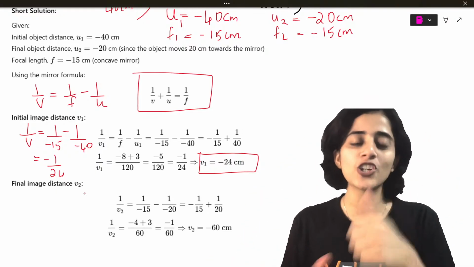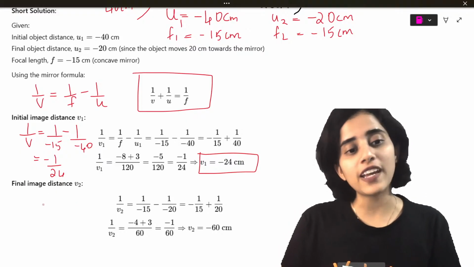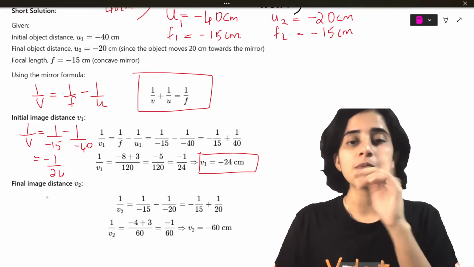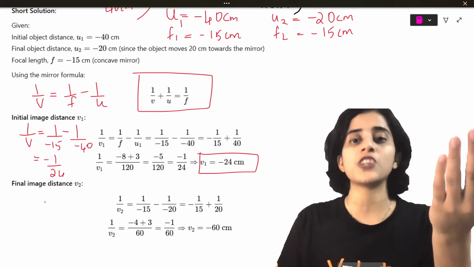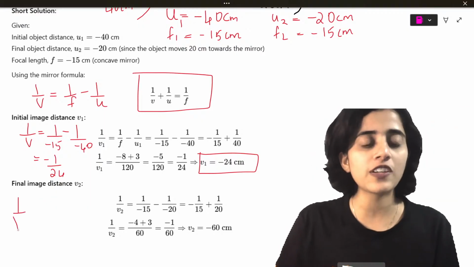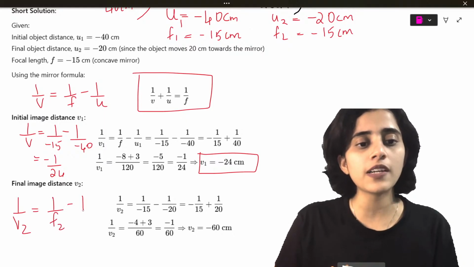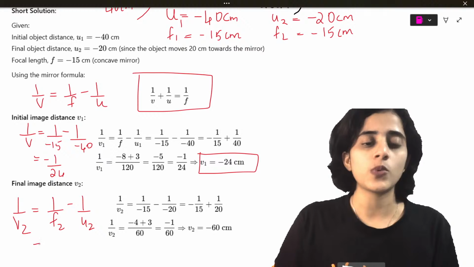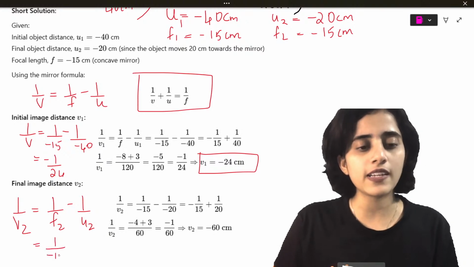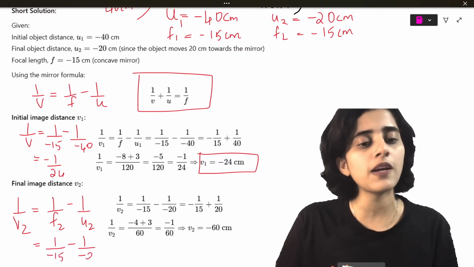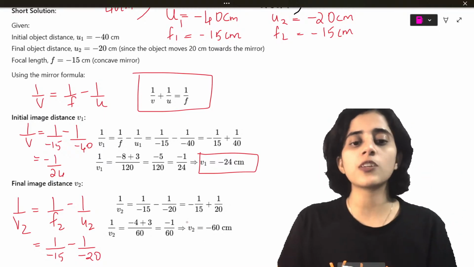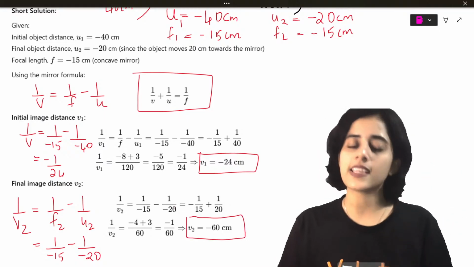That's why. Good, good. Now I have to find out the image because of the new object, which is 20. I have to find out 1 by V2. So 1 by V2 is 1 by F2 minus 1 by U2, which is 1 by minus 15 minus 1 by minus 20. So when you do the math, you will get minus 60.